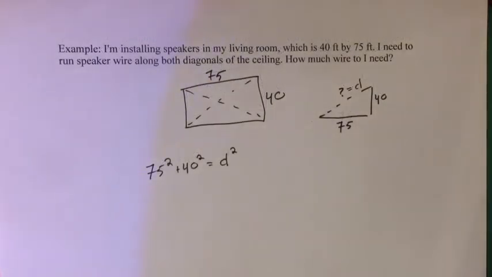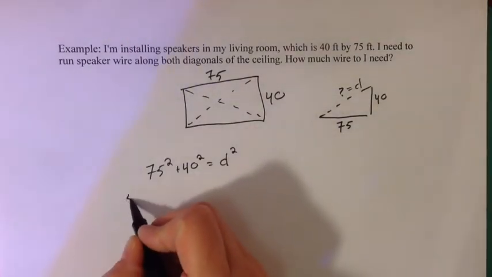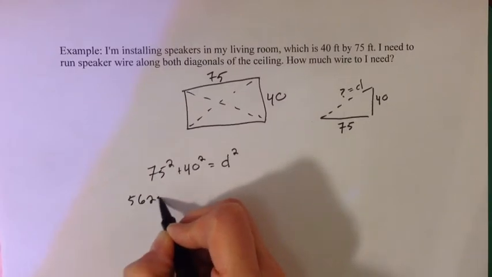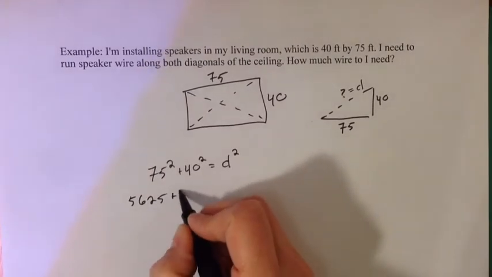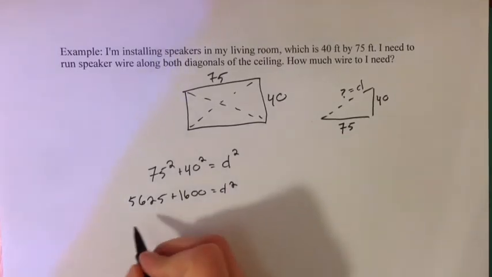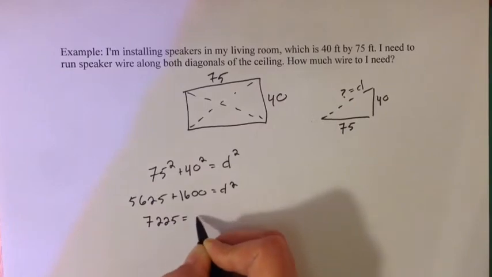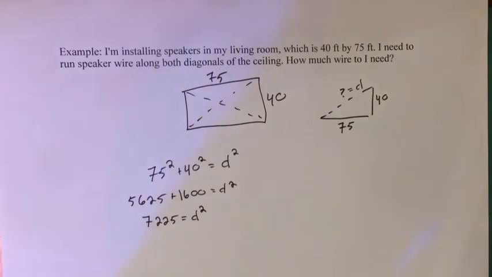So now I'll go ahead and simplify my equation as much as I can and see if anything good happens. 75 squared is 5,625, and 40 squared is 1,600. Add those together, and we get 7,225 equals D squared. So I'm looking for something that multiplied by itself equals 7,225.